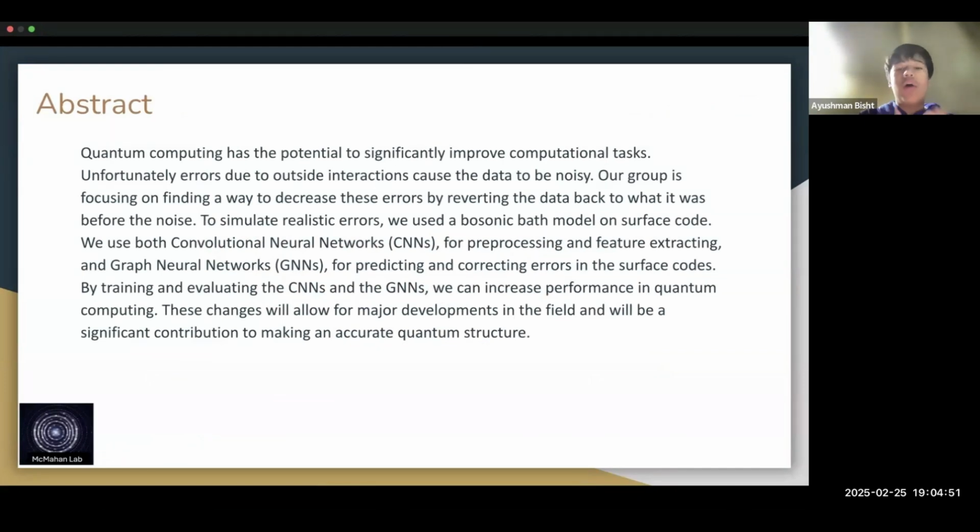Then we used both convolutional neural networks for pre-processing and feature extracting, and graph neural networks for predicting and correcting errors in the surface code. By training and evaluating the CNNs and the GNN, we can increase performance in quantum computing. These changes will allow for major developments in the field and will be a significant contribution to making accurate quantum structure. So, what is quantum computing?